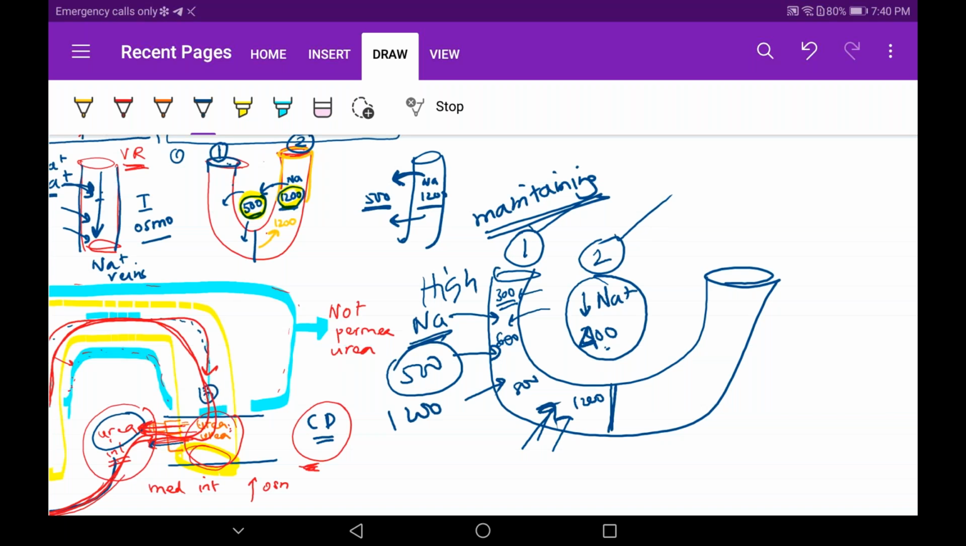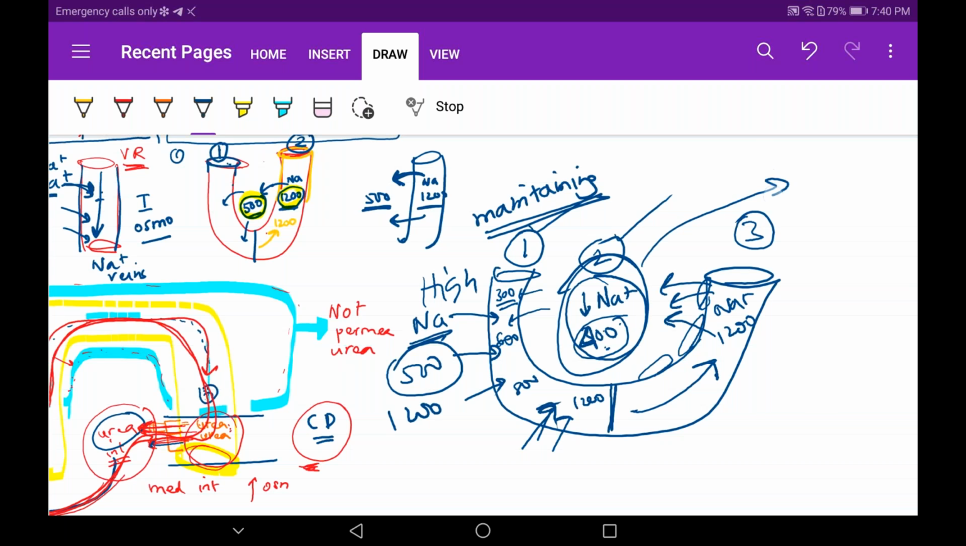Now we'll come to the third aspect. What is the third aspect? While ascending, what is happening? Yes, it is 1200 here, but in the interstitium it is only 400. So the sodium will go outside. It will get reabsorbed into the interstitium. So what is happening? Since it will get reabsorbed, it will become normal again. It will become 800 again, and 1200. Have you understood this?